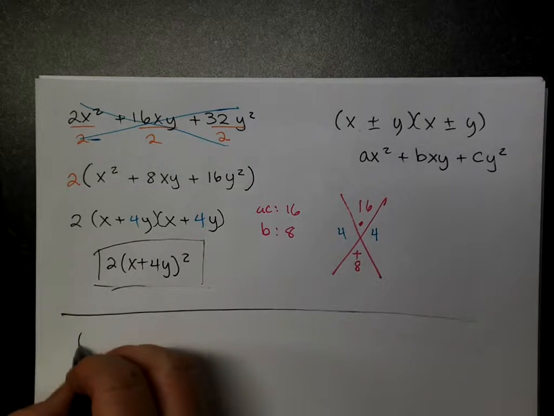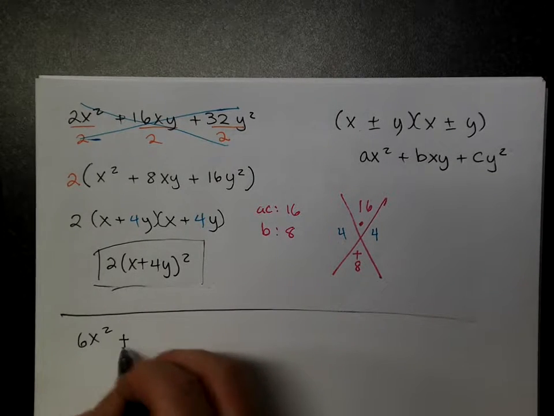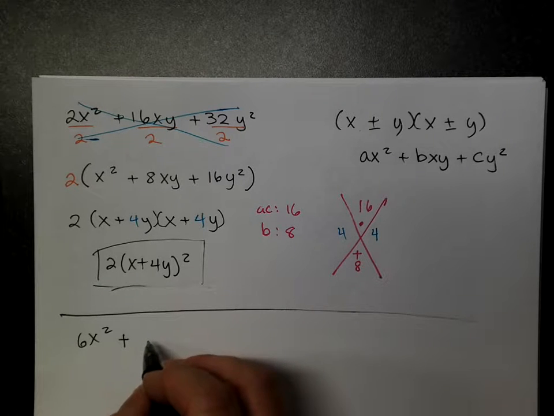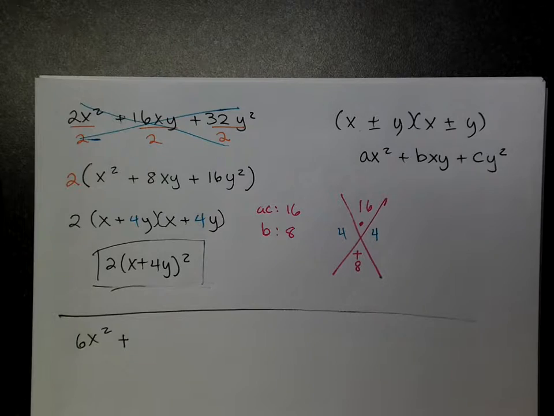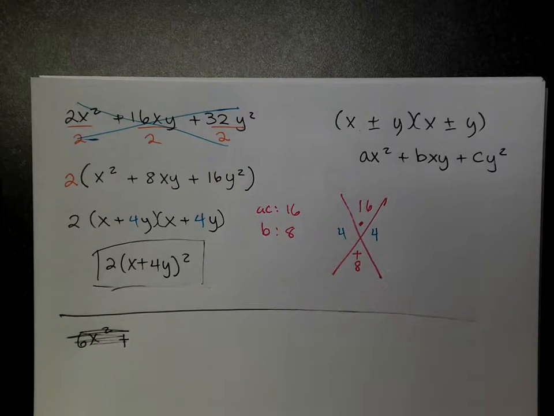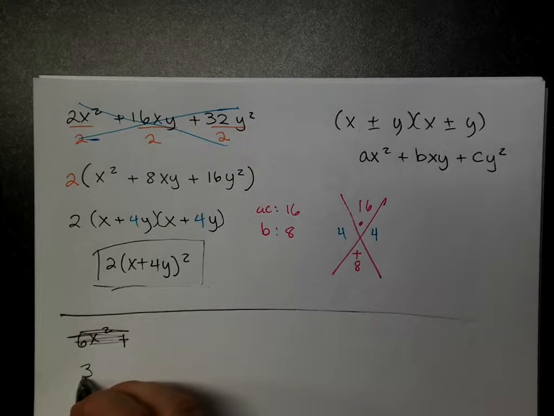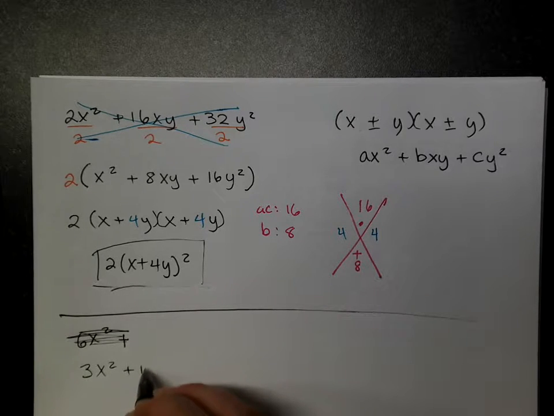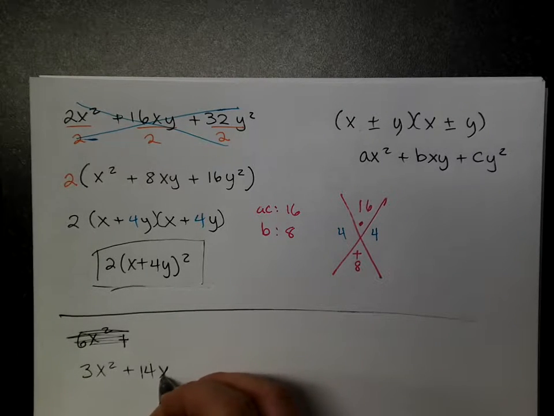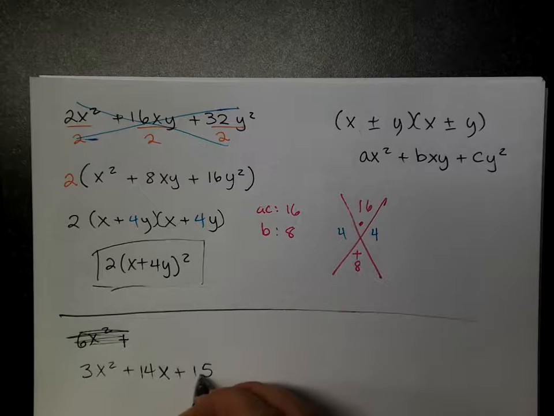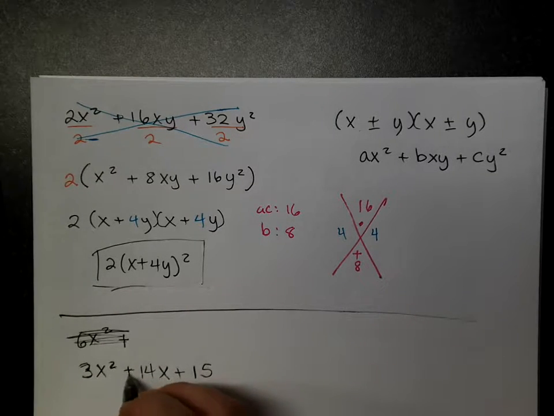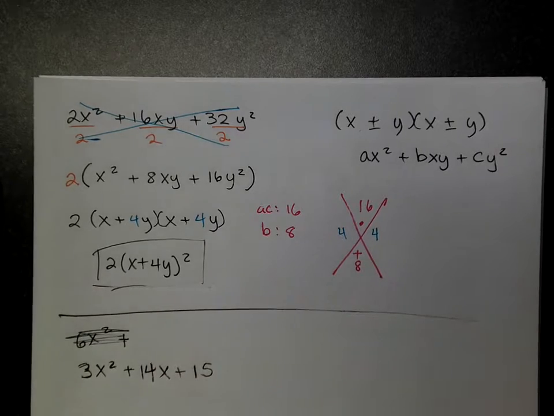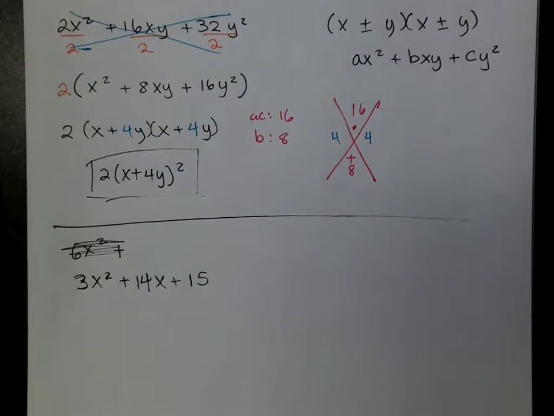So 6x squared plus, hold on, let me see. Let me come back to that one in a sec. Okay. So let's do 3x squared plus 14x plus 15. Okay, so GCF.